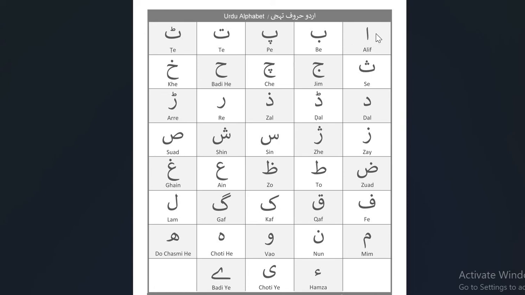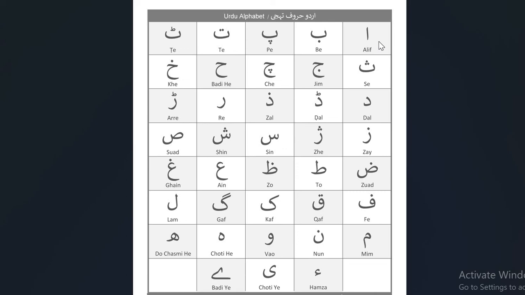Alif, the sound of Alif is A, like it corresponds to English A, and the sound of Be is Ba, like B in English. So if you put these two together, Alif and Be, the word is Ab. Ab is now in English, N-O-W, now. The translation of now in Urdu is Ab.